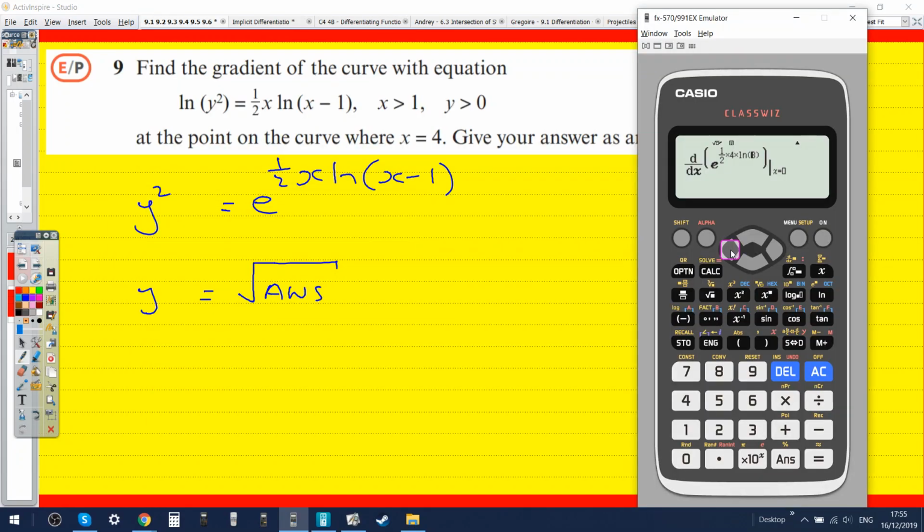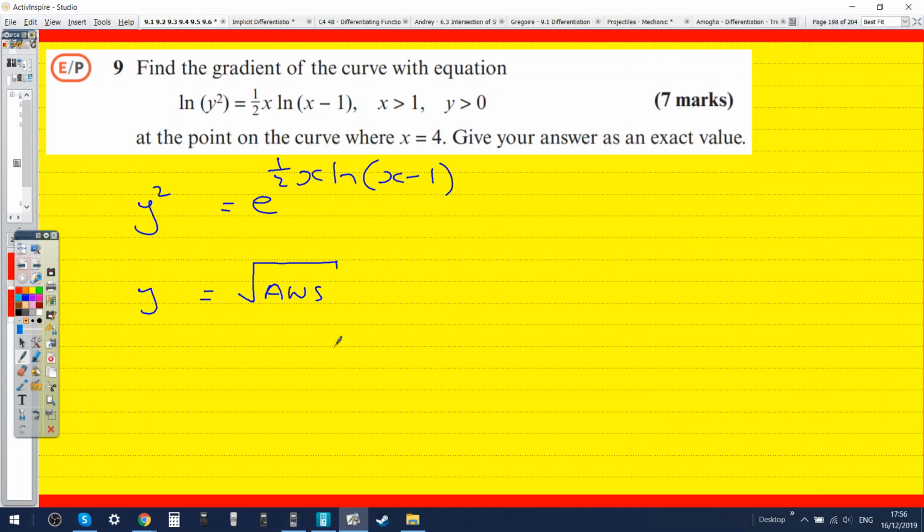A half x, a half alpha x times ln x minus 1. Alpha x minus 1, x is 4, and that's the problem. We could use it to check our answer though. Okay, let's do it implicitly like we're supposed to.